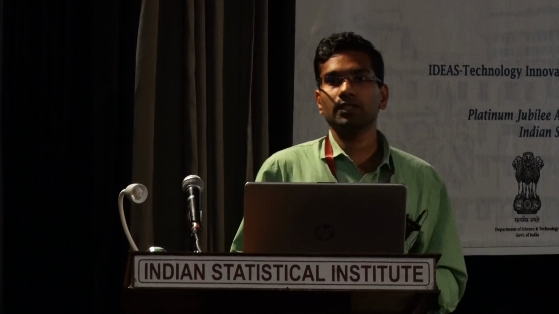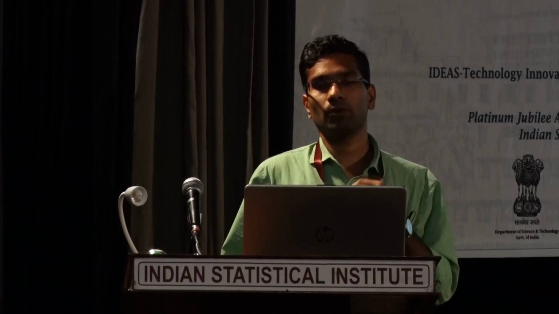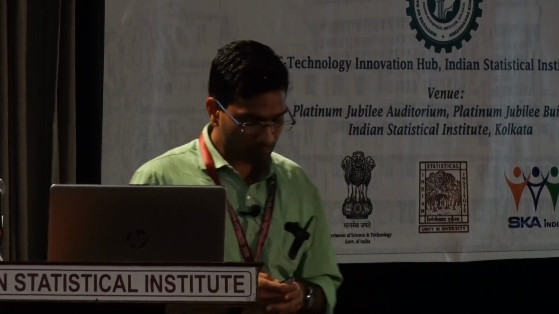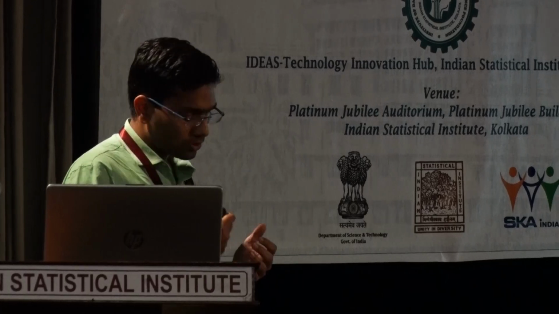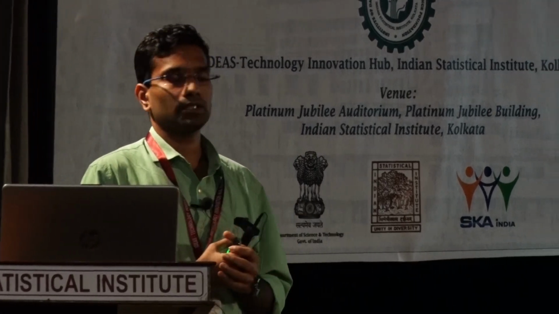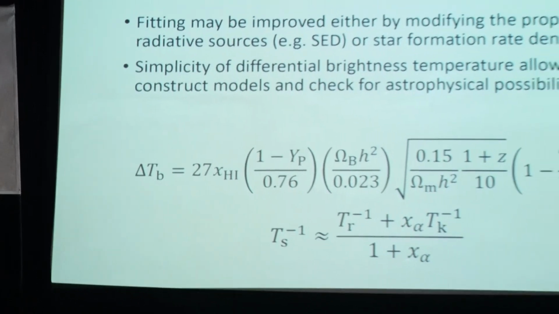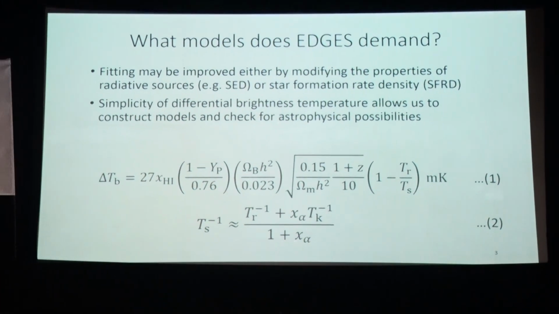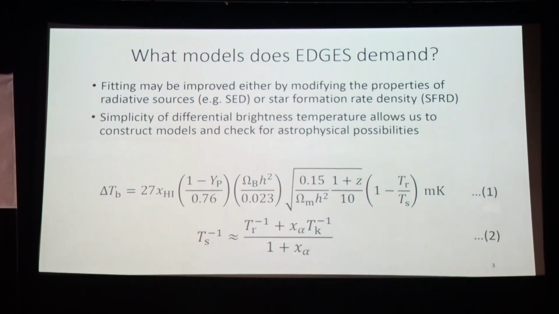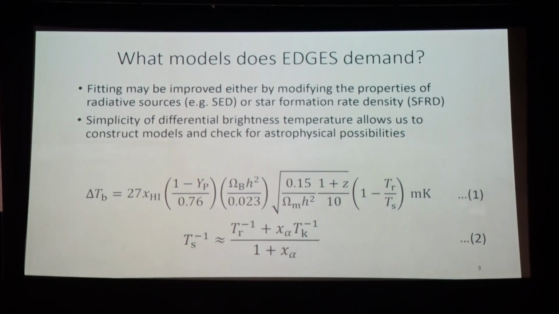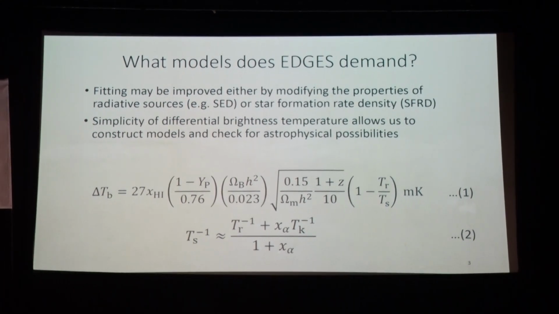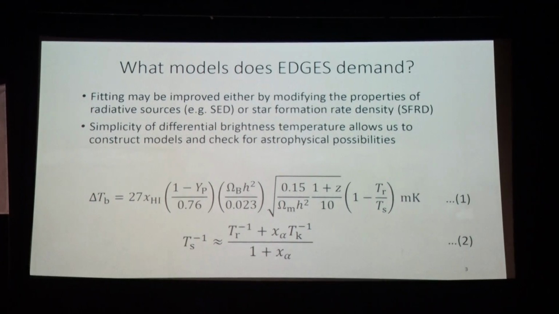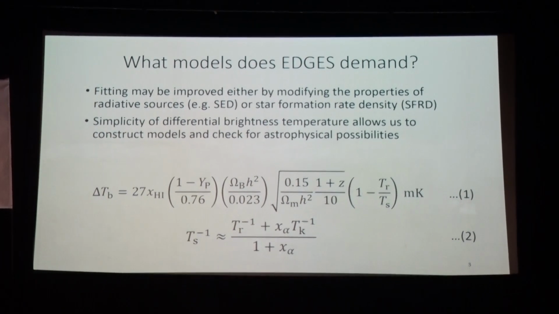So we believe that this sharp drop requires a rapid buildup of Lyman alpha photons and a rapid buildup of heating mechanism, such as the heating produced by the X-ray photons. There are two methods that we can think of in order to get this correct shape. The first one is we consider modifications either in the stellar properties, for example the spectral energy distribution, or we consider changes in the star formation history. The idea is the same in both the cases. Basically, given an observation, we reverse engineer it and find out what the requirements are on our model.